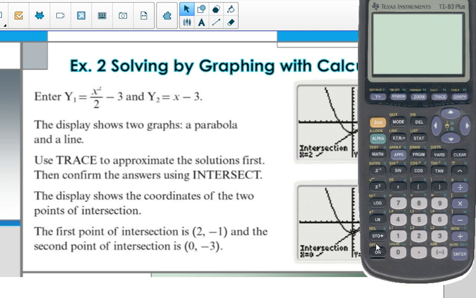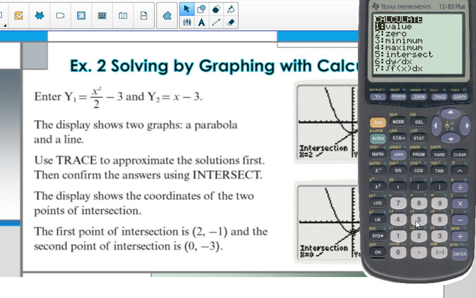So turn your calculator on, hit the y equals button, and you can see right now I already have everything typed in here. So x squared divided by 2 minus 3, and then x minus 3. So if I hit graph, you can see my parabola here, and then my linear equation right there. I need to find out where they intersect. And it looks like they cross here and they cross here. So to find it, I hit the second button, trace. I want to look at the intersection point.